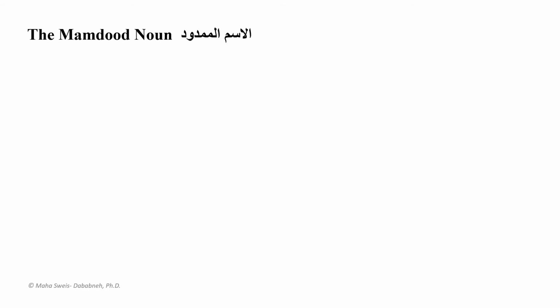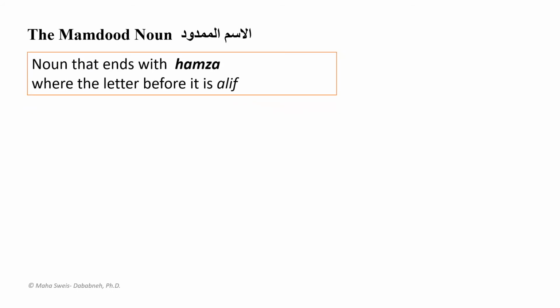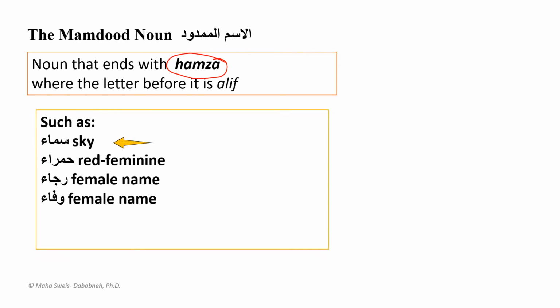Now the third one, al-ism al-mamdud, noun that ends with hamza, where the letter before it is alif. Examples: Sama, the letter before hamza, alif. Hamra, alif. Raja, alif. You see hamza by itself preceded by alif. Wafa, another alif.